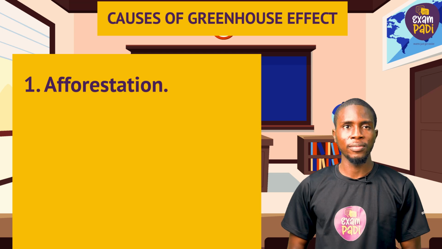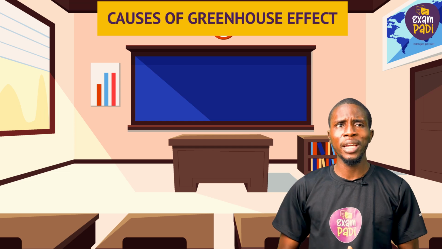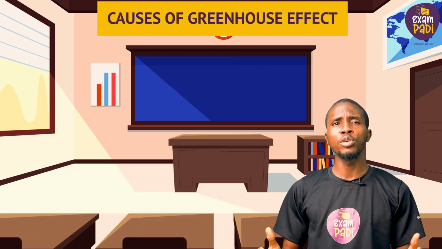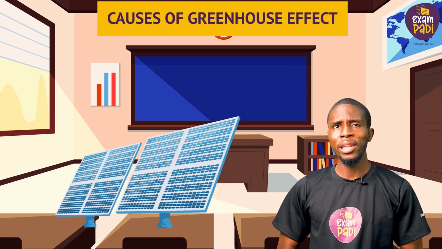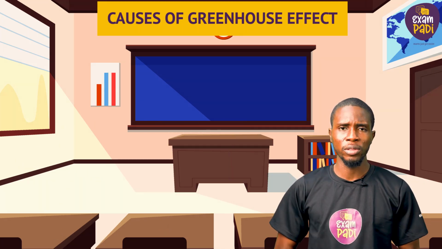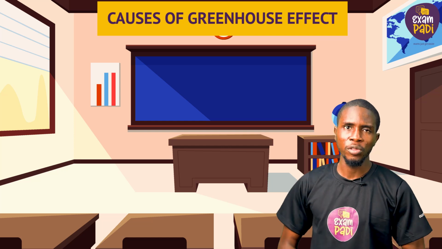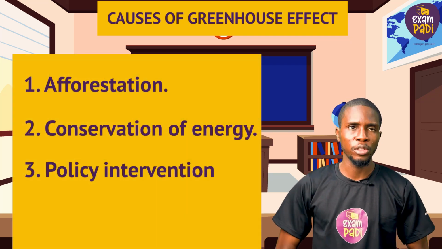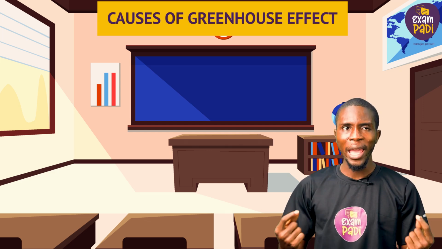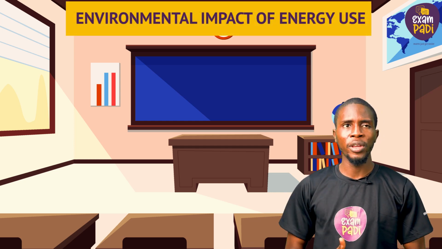1. Afforestation. Afforestation on a large-scale area helps in decreasing the release of carbon dioxide in the atmosphere. 2. Conservation of energy. Switching to renewable sources of energy, such as solar energy, wind energy, and so on, will reduce the use of fossil fuels. This eventually reduces the release of carbon dioxide into the atmosphere. 3. Policy intervention. This is when the government comes up with strict policies to maintain the overall air quality of the city. Let's take a look at the environmental impact of energy use.